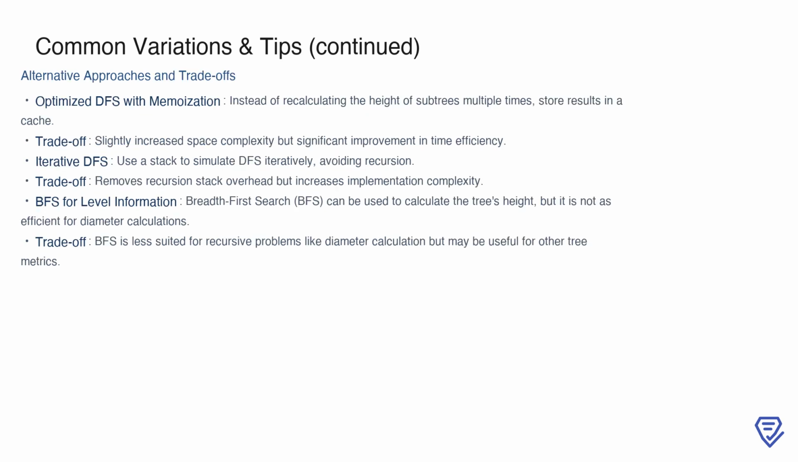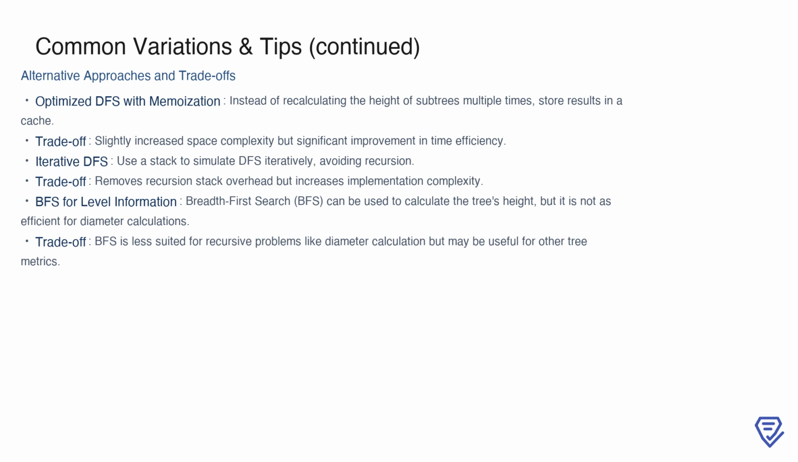There are also alternative approaches you can consider, each with its own trade-offs. One option is to use an optimized DFS with memoization. By caching the heights of subtrees, you avoid recalculating them multiple times, which significantly improves time efficiency at the cost of slightly increased space complexity. Another approach is iterative DFS using a stack, which eliminates the recursion stack overhead. However, this method can be more complex to implement.